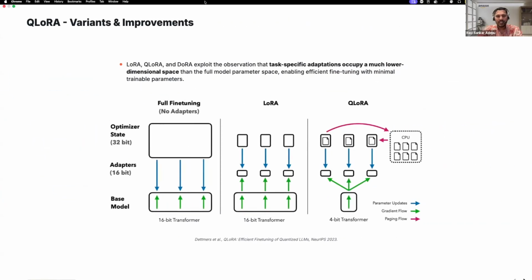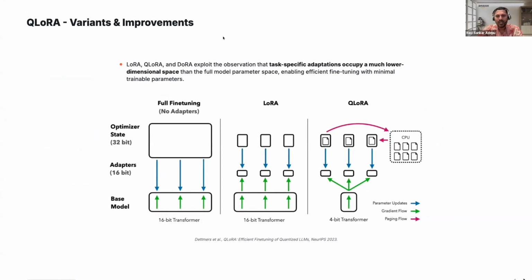The last one, QLoRA, attacks a different bottleneck, which is memory. So LoRA cuts the number of trainable parameters, but you still have to hold the full pre-trained model in the GPU while you are actually training. And for really big models, that alone won't fit.